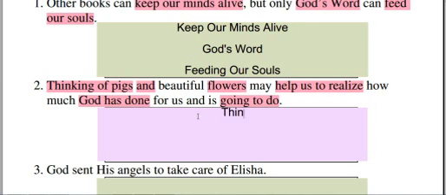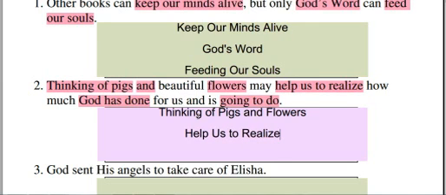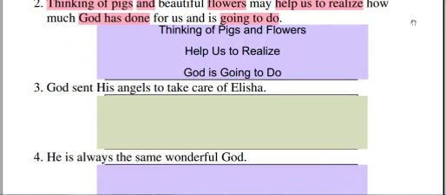So starting off here, we'll say thinking of pigs and flowers help us to realize. And let's switch this last part around and say God is going to do. Okay, finish that up. I'm going to go ahead and move down. We have number 3. God sent his angels to take care of Elisha. Let's do God sent his angels and care of Elisha. And let's type those up.